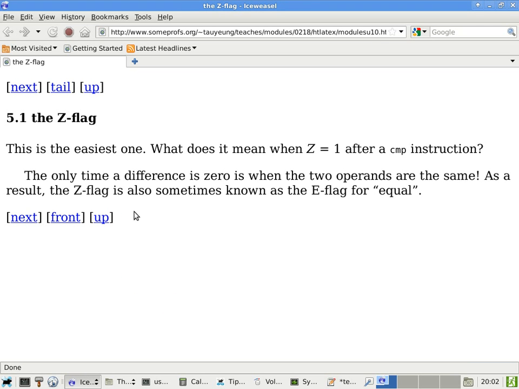The Z flag is easy, because when the Z flag is a 1 after a subtraction or a compare, it can only happen when X and Y are the same. So that's easy. We understand how to interpret the Z flag. If the Z flag is a 1, that means we're comparing two numbers that are exactly the same. Excuse me, let me correct that. If the Z flag is a 1, that means the numbers are the same. If the Z flag is a 0, that means the numbers are different.